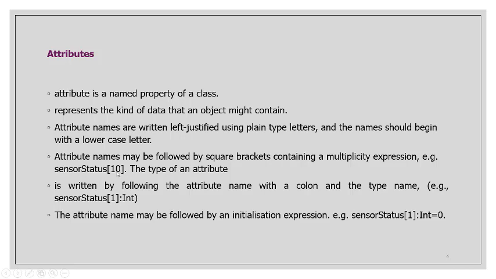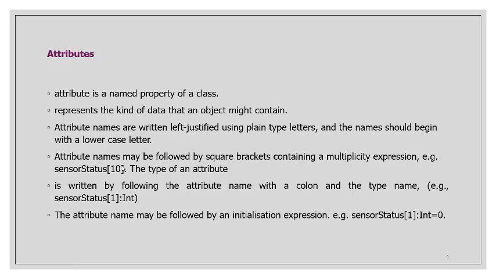Okay, and an attribute without square brackets must hold exactly one value. If we omit the square brackets, then it is a single value attribute, like a single value variable, and it should hold only a single value. But if it looks like this, then it holds 10 values. This sensor status will hold 10 values.